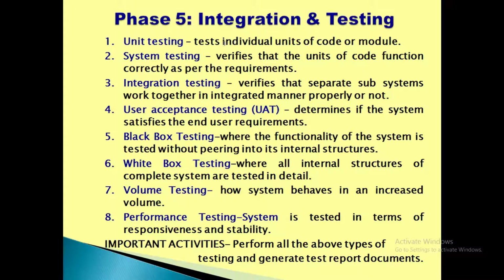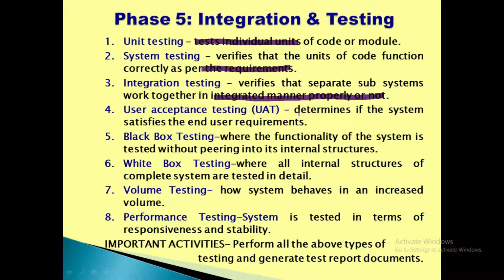Unit testing tests the individual units of code or modules. That means each and every module is tested individually. Second is system testing, which verifies that the units of code function correctly as per the requirements. That is, requirements are verified as per the system which is built. Integration testing verifies that separate subsystems work together properly in an integrated manner or not. It means the entire set of modules is working properly after being integrated smoothly or not.